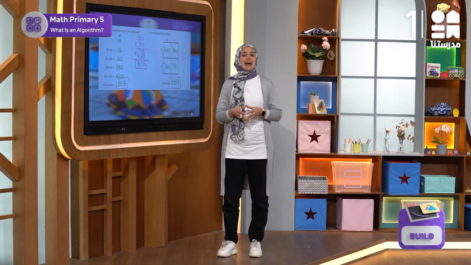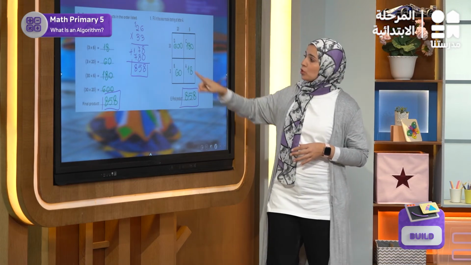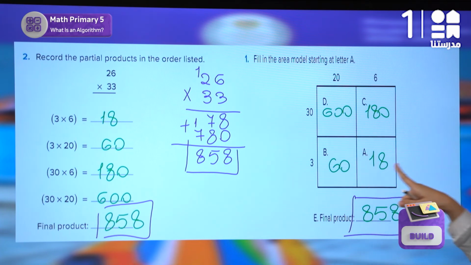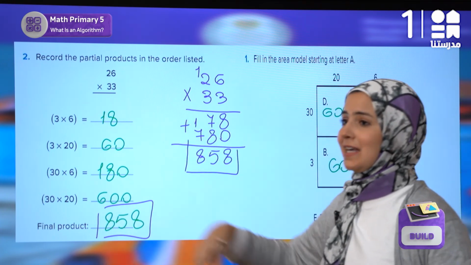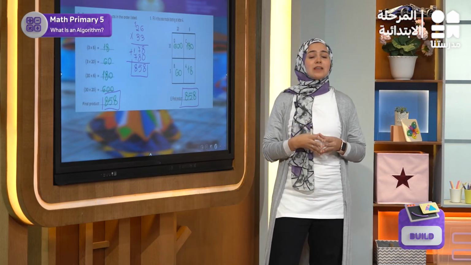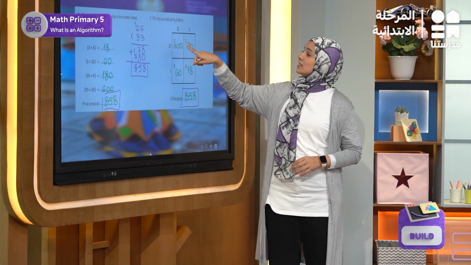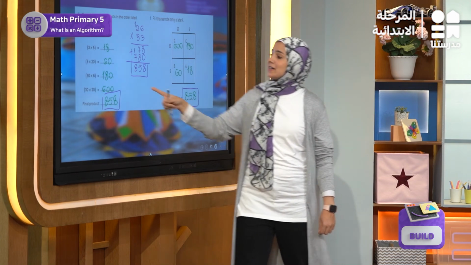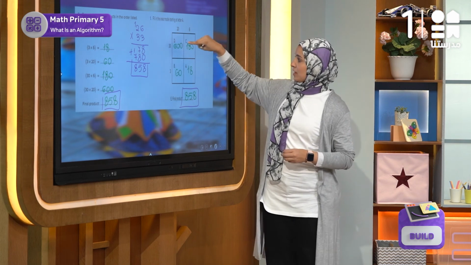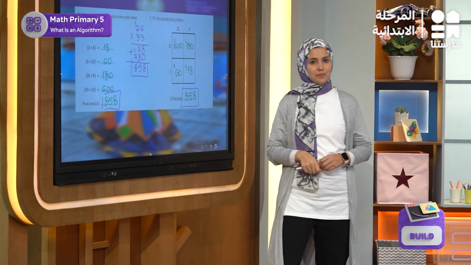Now, we will notice that out of the 3 answers in that first line of the standard algorithm, we wrote what? 78, which is the sum of the 60 and the 18. And when we check the next part, this is what? 780. 780 is the result of adding what in the area model? 600 plus 180. So 780 represents the sum of these two numbers and 78 represents the sum of these two numbers.